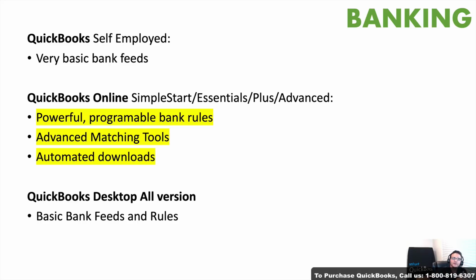Now, QuickBooks Self-Employed, which is the most basic version of QuickBooks, does have some bank feeds, but they're very basic, not rule-based. It does facilitate data entry, but not as powerful as QuickBooks Online. With QuickBooks Desktop, there is bank feeds and bank rules, but nearly not as powerful as QuickBooks Online. So across all the platforms, I think the winner in banking definitely is QuickBooks Online.